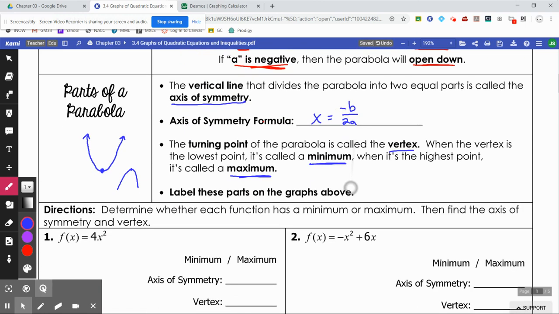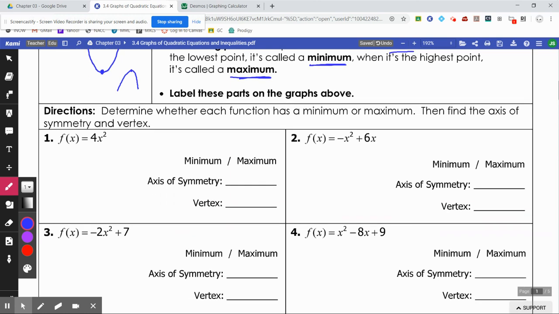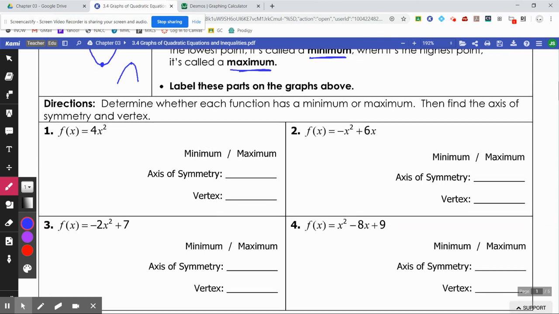Okay, now, with the next few problems, let's identify some axes of symmetry and vertices. It says determine whether each function has a maximum or minimum, then find the axis of symmetry and the vertex. Okay, here's how you do it. y equals 4x squared, that's going to be turned up, because if the number in front of x squared is a positive, it's cupped up. So the vertex will be a minimum, the lowest point.